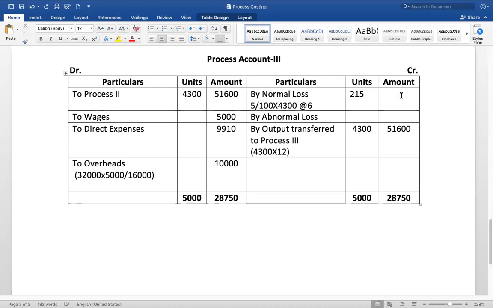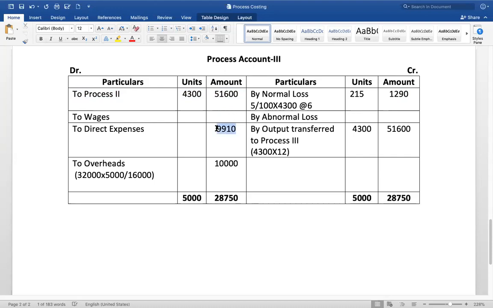1290. Okay, this is the normal loss. So the introduction from process 2 is this. This is the normal loss. The rest we'll take as usual.